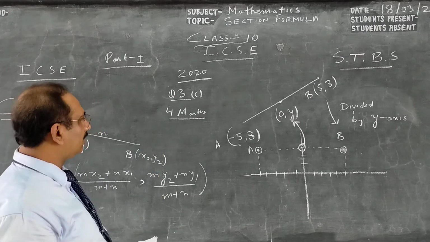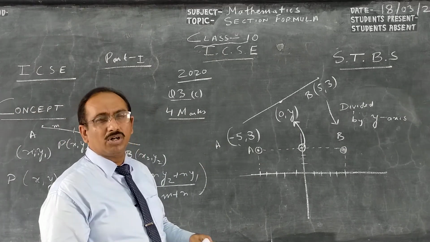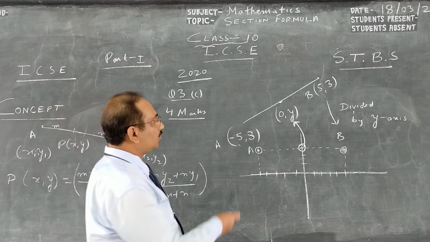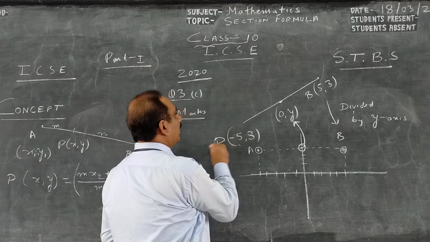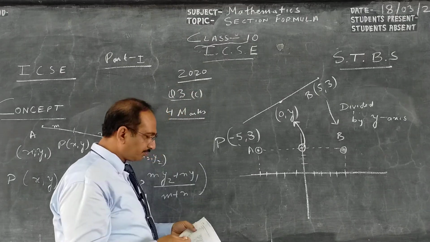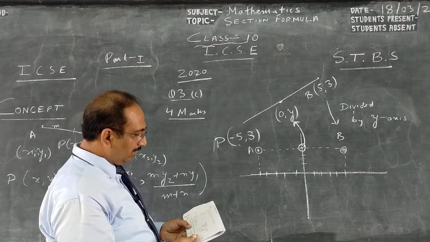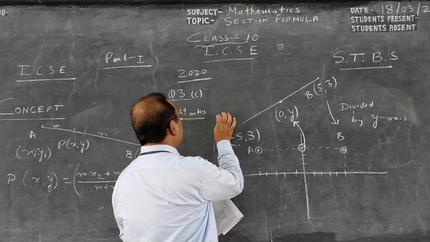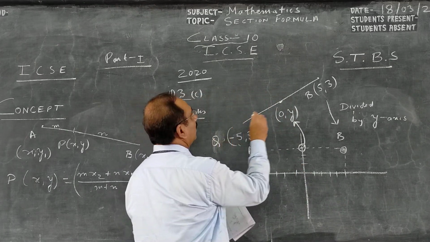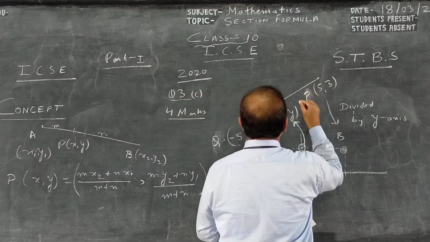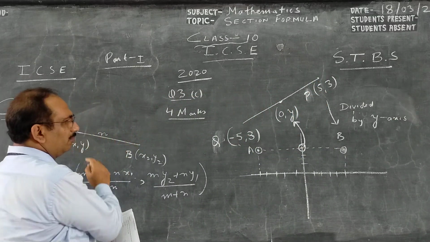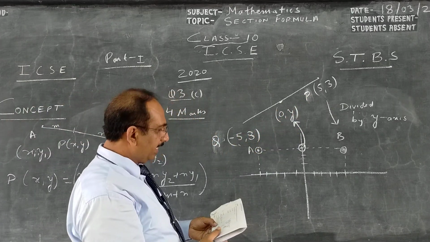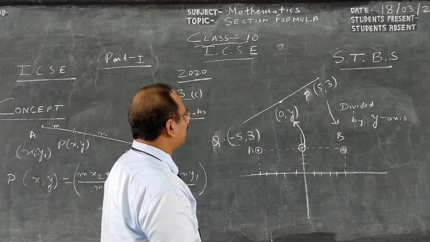See what is given, children. If you want to see the full question, I am not writing it. The full question is: in what ratio is the line segment joining the points P (5, 3) and Q (-5, 3) divided by the y-axis? So I am showing you 2 methods, children.